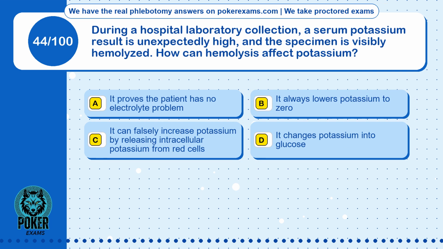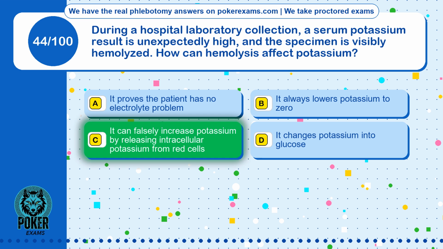Question 44. During a hospital laboratory collection, a serum potassium result is unexpectedly high, and the specimen is visibly hemolyzed. How can hemolysis affect potassium? Option A. It proves the patient has no electrolyte problem. Option B. It always lowers potassium to 0. Option C. It can falsely increase potassium by releasing intracellular potassium from red cells. Option D. It changes potassium into glucose.